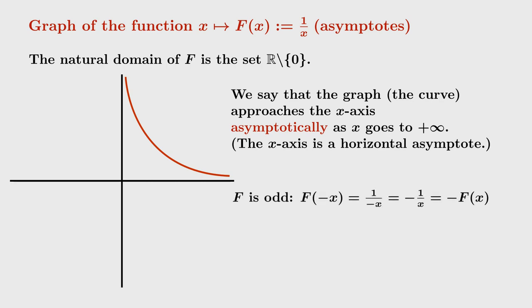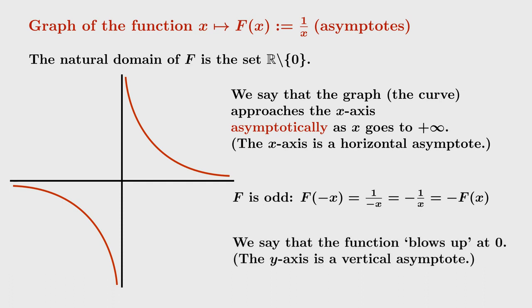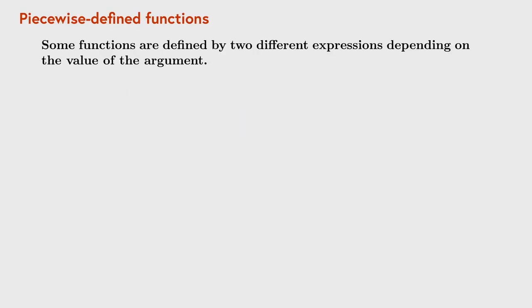You notice that the function capital F here is an odd function. Therefore, in order to have the left-hand branch of the graph, we can apply symmetry with respect to the origin, and we know it's going to look like this. Look at the behavior of this function at x equals 0, where it's not defined. As x approaches 0 from the right, getting very, very small, the value of the function gets bigger and bigger and goes up to plus infinity, asymptotically. Similarly, as x approaches 0 from the left, the value goes down to minus infinity, asymptotically. We say that the y-axis is a vertical asymptote in this case.